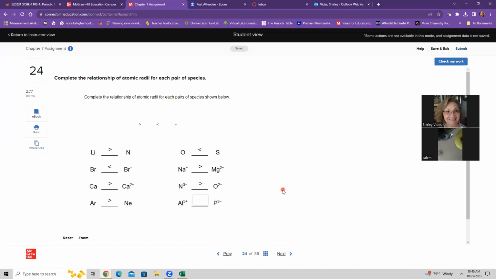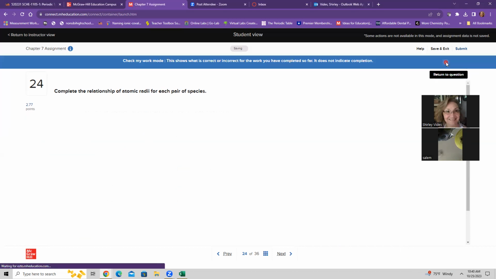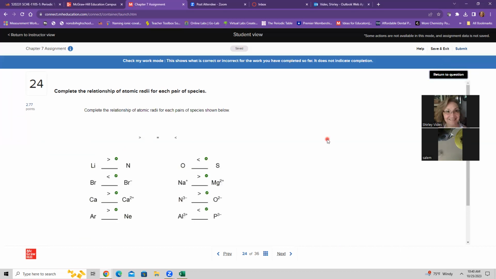Al3+ and P3-. Okay, this is where you have to look. The P is going to be bigger because they're both in the same row. So aluminum, when it loses electrons, looks like neon, and phosphorus, when it gains, looks like argon. And argon is bigger than neon. Let's check it, make sure that's correct. I believe it all is. Yeah, see? That made sense.